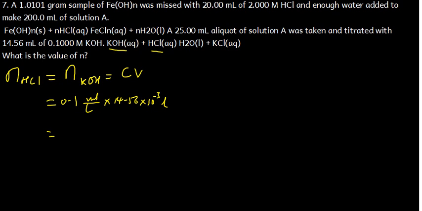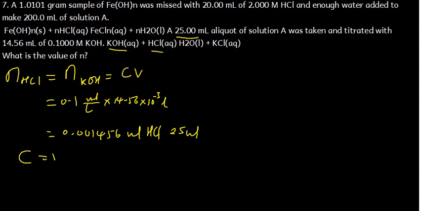And that is going to give us a value of 0.001456 moles of hydrochloric acid. From this, you can see we only got 25 milliliters of eluent titrated, so this number of moles we found is in 25 milliliters. So let's find the concentration, since we have the number of moles and the volume.